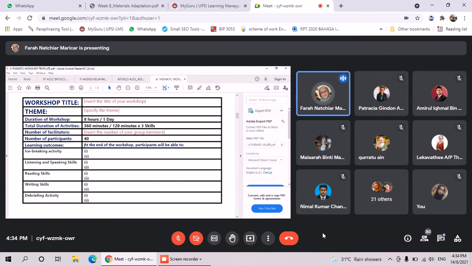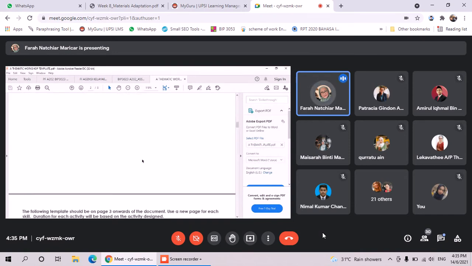This one is 8 hours, 1 day, 360 minutes, because we have 3 skills times 120 minutes, so it's 360 minutes. So insert the number of your group members. Let's say if your group has 4 members, you just write 4. If it's 6, just write 6. Participants, I've already put it in here. So at the end of this workshop, participants will be able to, you just write the learning outcomes.